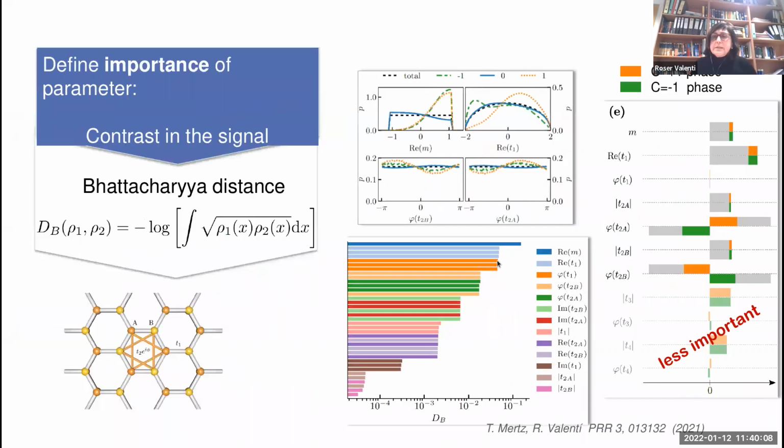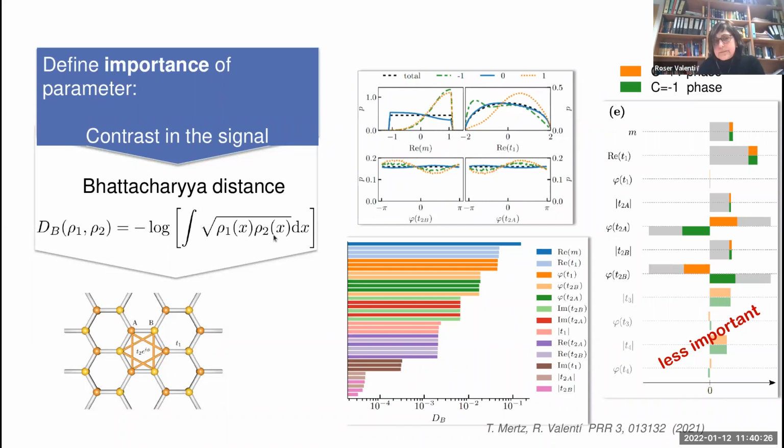So now how do we get the results? How do we get the physics out of that? What we need now is to define the importance of the parameters. So we need a contrast in the signal. Basically, which parameters are important for a given phase and which are not.